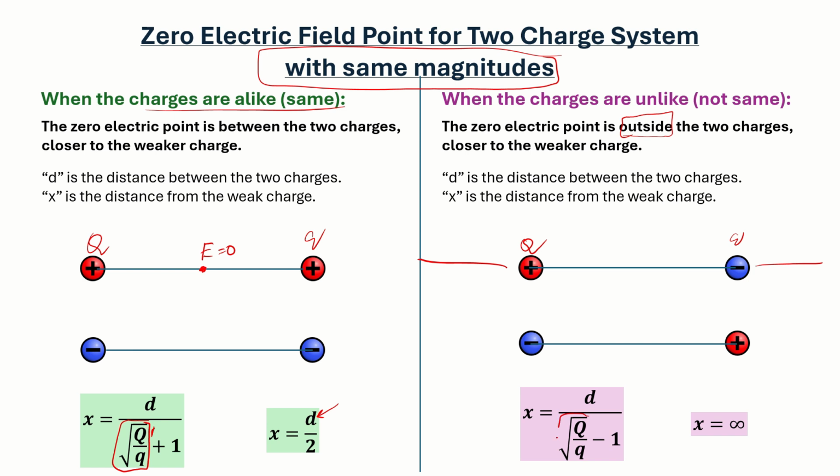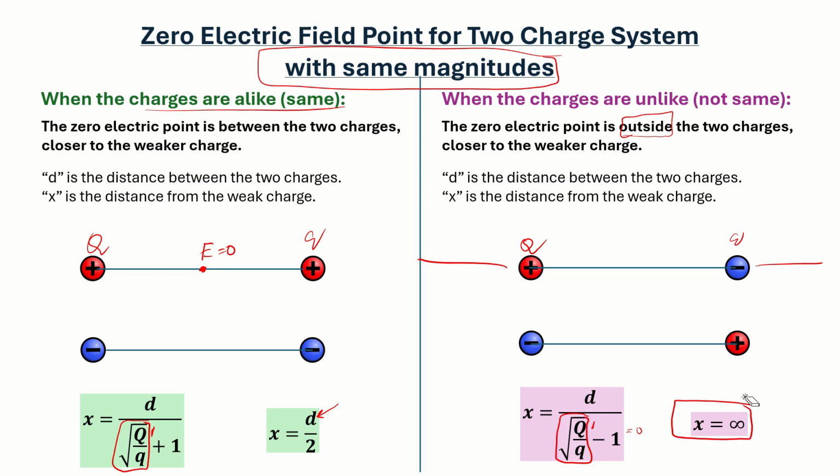Whatever it may be, let's move on to the formula. When the charges are equal, this part becomes 1. So 1 minus 1 becomes 0. When 1 minus 1 becomes 0, anything divided by 0 will give you infinity. The answer we are getting is infinity.